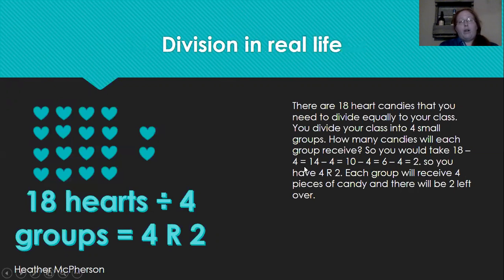So you have 1, 2, 3, and 4. That gives you 4 with a remainder of 2. Each group will receive 4 pieces of candy, and there will be 2 left over. As you can write it, 4R2 means 18 divided by 4 equals 4 with a remainder of 2.